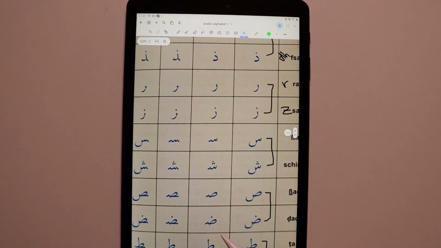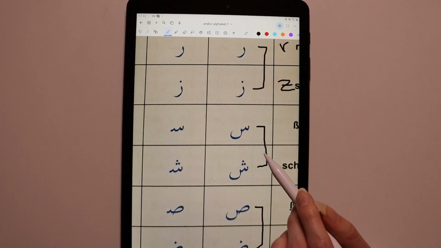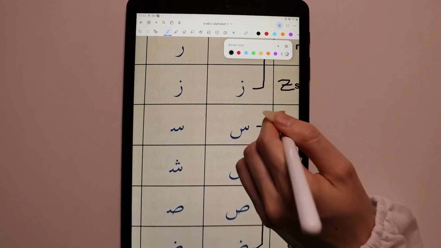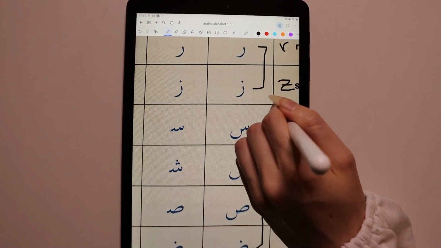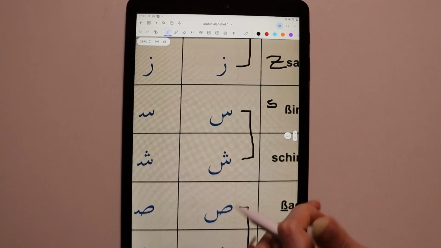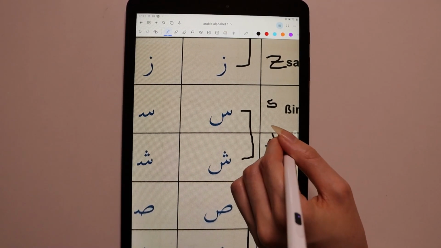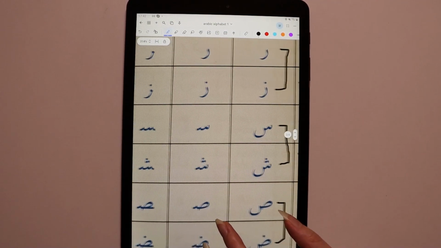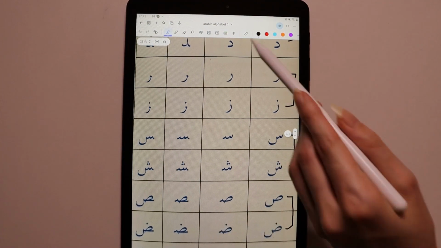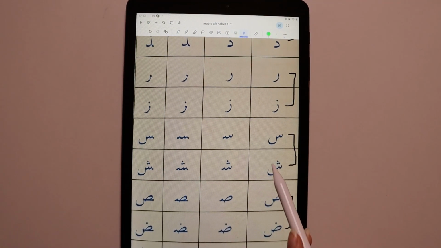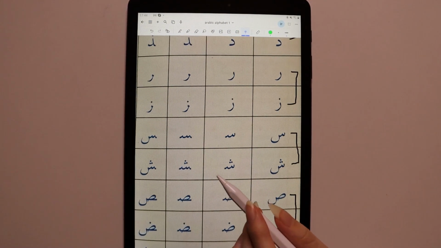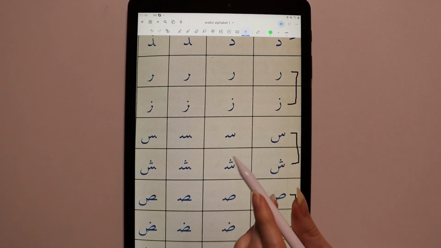Now we have the seen. Seen is like an S, so maybe you pronounce it just like an S in English, like in the word scene. So it's an S, seen, and sheen is an SH, sheen. Seen and sheen are again written exactly the same always, but the difference is that sheen has 3 dots and seen no dot at all. And so all forms of seen and sheen look really similar, I feel like.